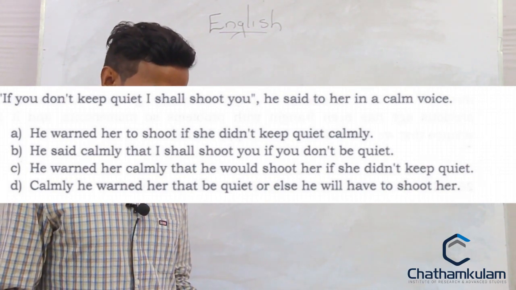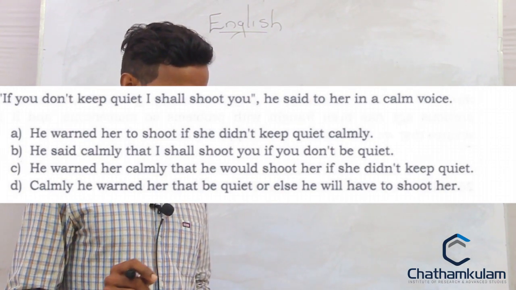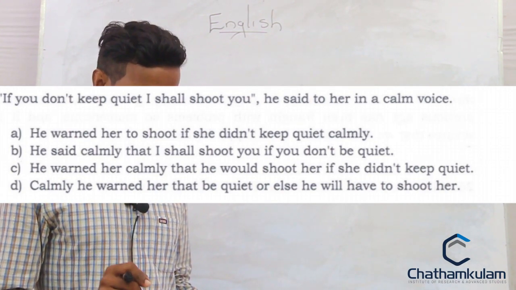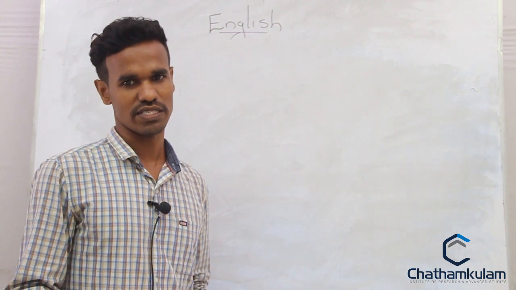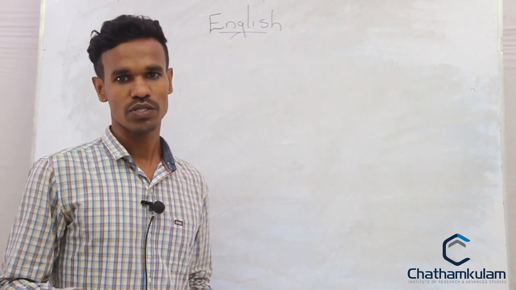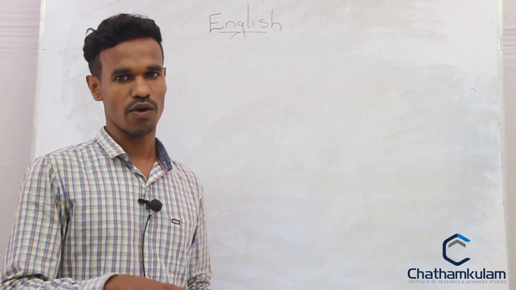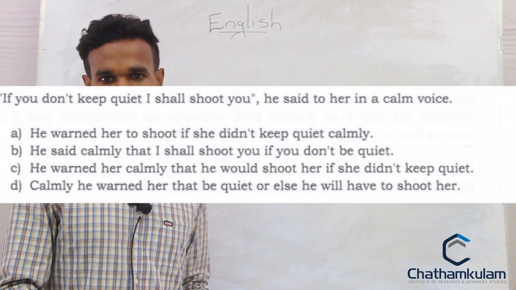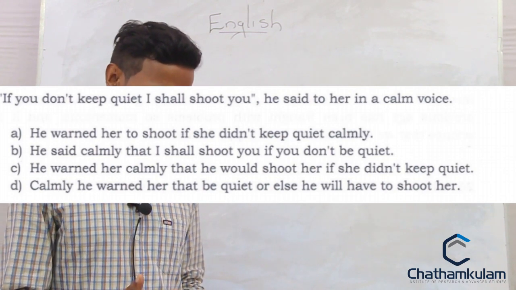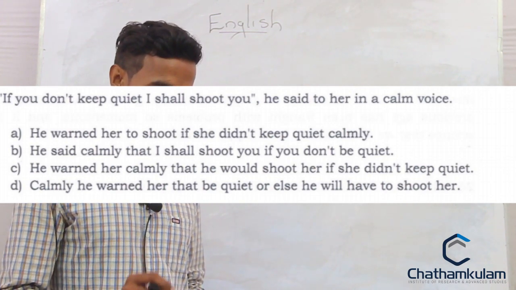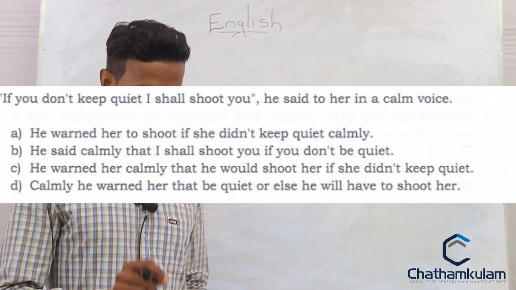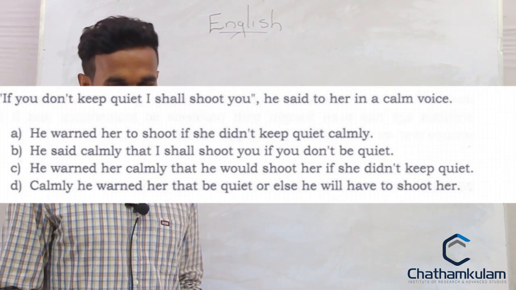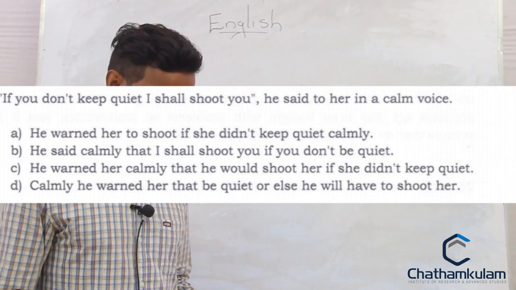Let us look at the last option also. Calmly he warned her that be quiet or else he will have to shoot her. No, it's actually past continuous tense being added there. So we were talking about how we change the direct statement into indirect, so we can easily find out the answer. He warned her calmly that he would shoot her if she didn't keep quiet. Okay, so that is the answer.